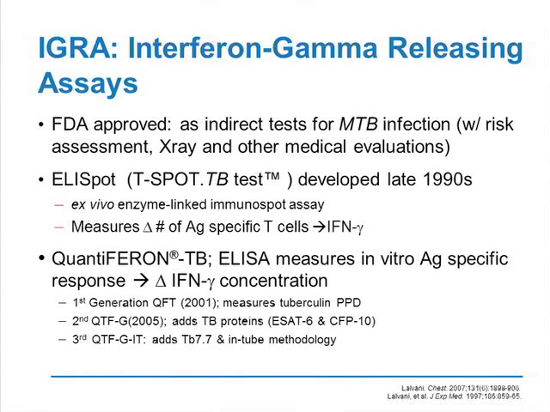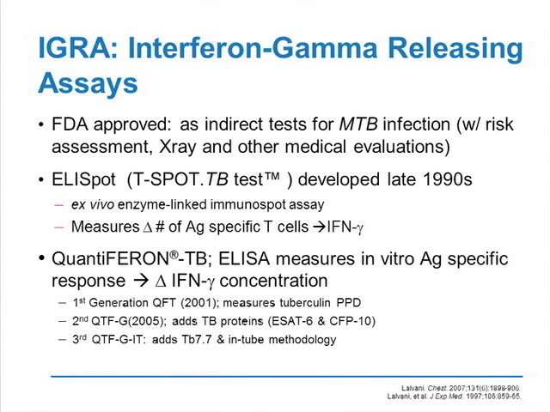There are 2 assays currently on the market. The ELISpot, more commonly known now as the T-SPOT.TB test, was developed in the late 1900s. This is an ex vivo ELISA assay that measures the number of antigen-specific T cells that produce interferon-gamma through a spot assay.